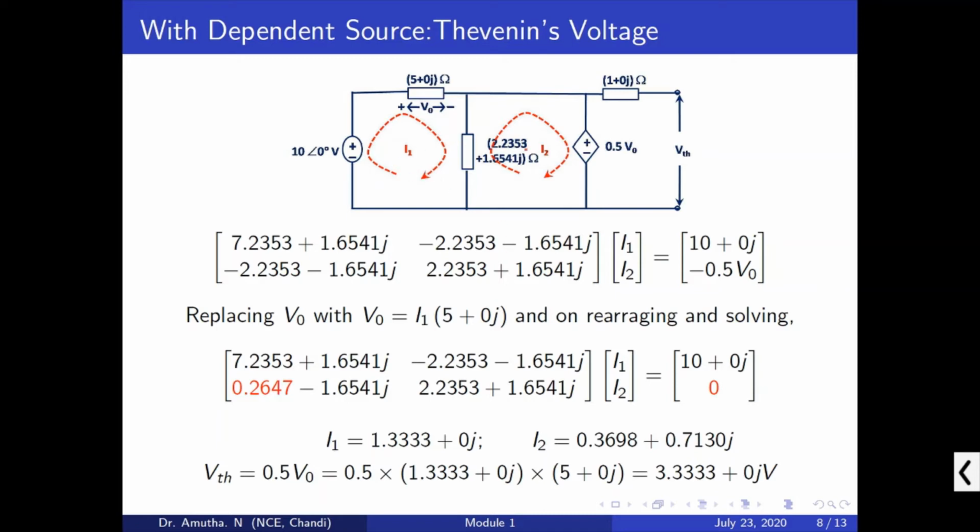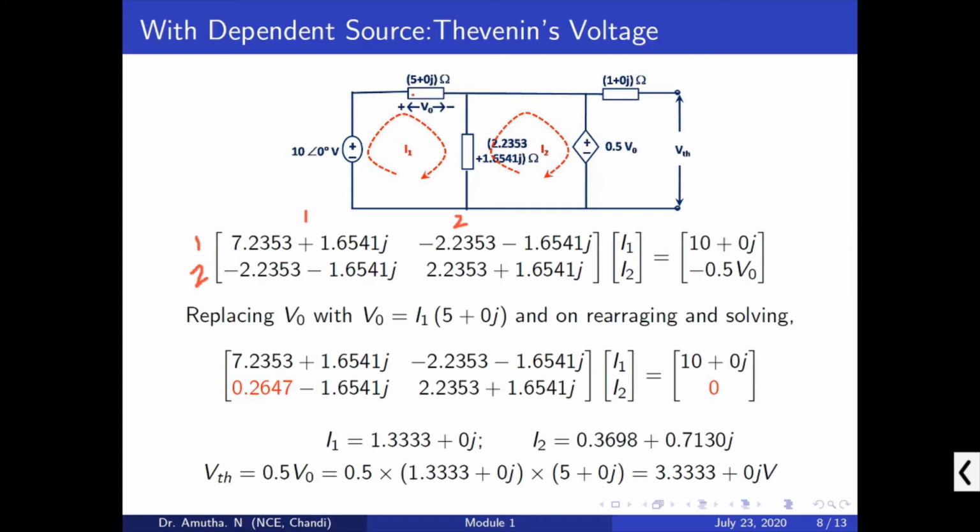So we have two loops, 1 and 2. So the impedance will be a 2 by 2 matrix. This is for the first loop and this is for the second loop, and this is for the first loop and this is for the second loop.